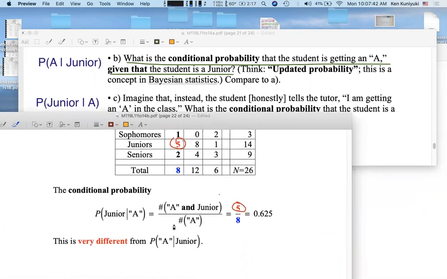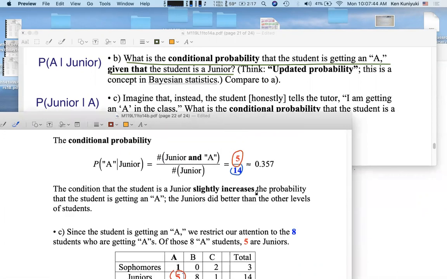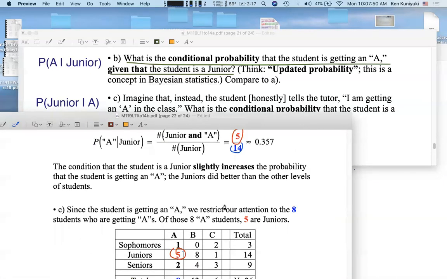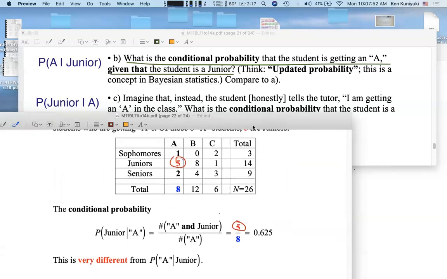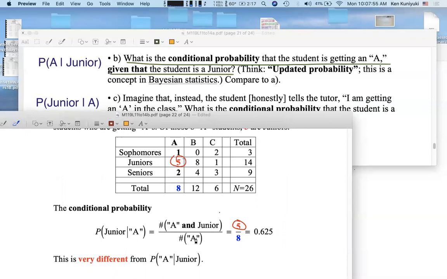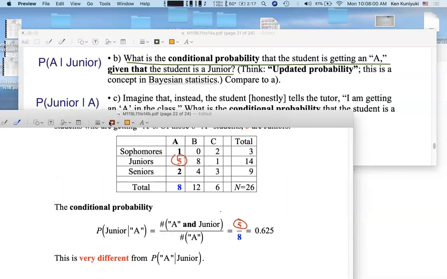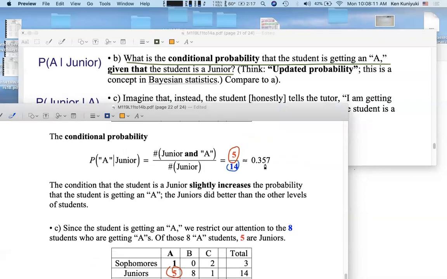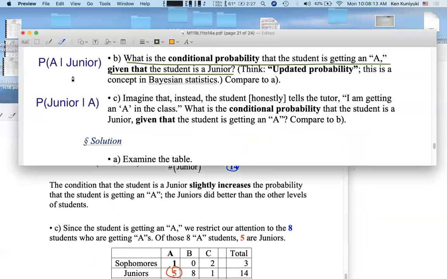The number of students getting A's is only 8. We had 14 juniors up here, and it was less likely that we'd have both a junior and an A student. But over here, we have fewer A students, and it turns out the probability of getting both will be higher. We have only 8 A students. 5 over 8 is about 63%. Notice that's very different from up here. So observe that the probability of A given junior, is that equal to the probability of junior given A? No, in fact, they're pretty far apart in this example.